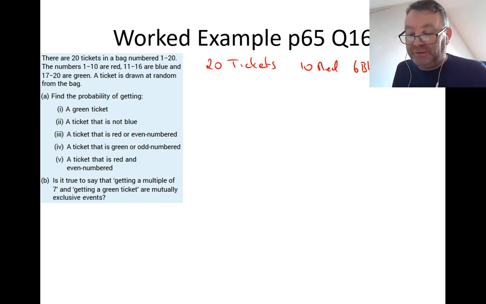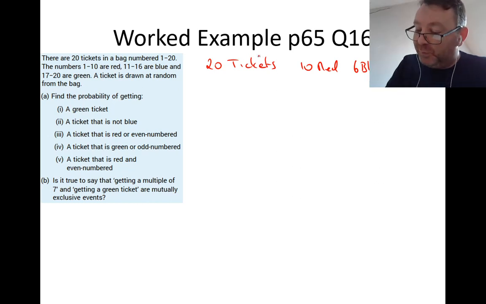And 17 to 20 are green. 17, 18, 19 and 20. That's 4 green. Okay, so we've got 20 tickets broken up as follows. 1 to 10 are red. 11 to 16 are blue. And 17 to 20 are green.